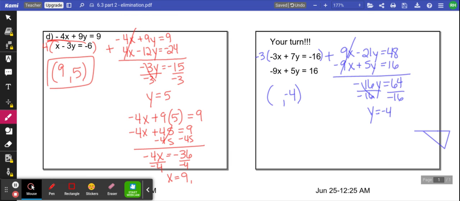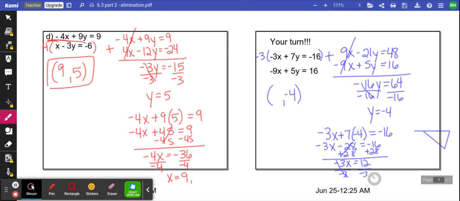Then I'm going to plug it in. Negative 3x plus 7 times negative 4 equals negative 16. Negative 3x minus 28 equals negative 16. I'm going to add 28 to both sides. So I have negative 3x equals 12. Divide by negative 3, and x equals negative 4. So negative 4 should have been your answer. Let me know what questions you have.